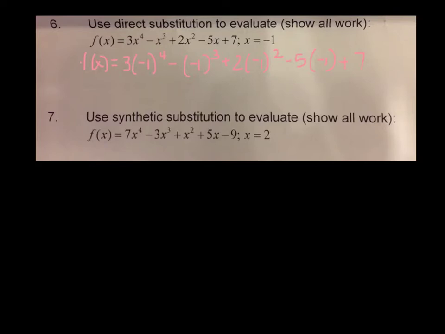Okay, so now negative 1 to the 4th is going to be positive 1, so this is going to be 3. Subtract negative 1 cubed is negative 1. Negative 1 squared is positive 1 times 2 would be plus 2. Negative 5 times negative 1 is plus 5 plus 7. This will turn into a big positive, so we have 3 plus 1 is 4, plus 2 is 6, plus 5 is 11, plus 7 is 18.